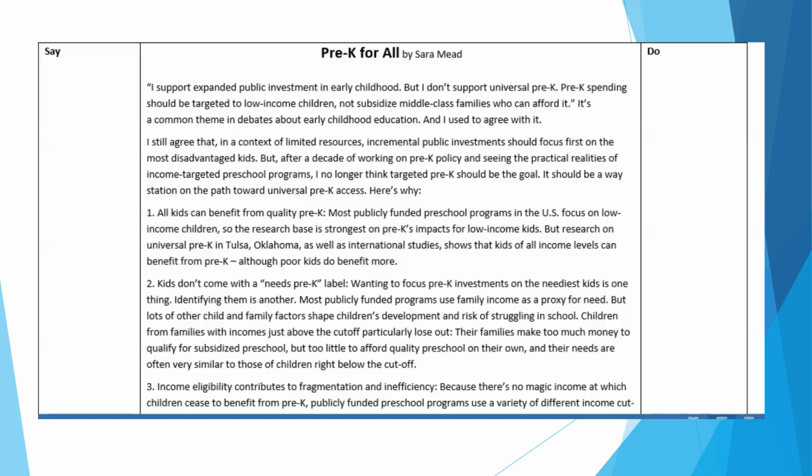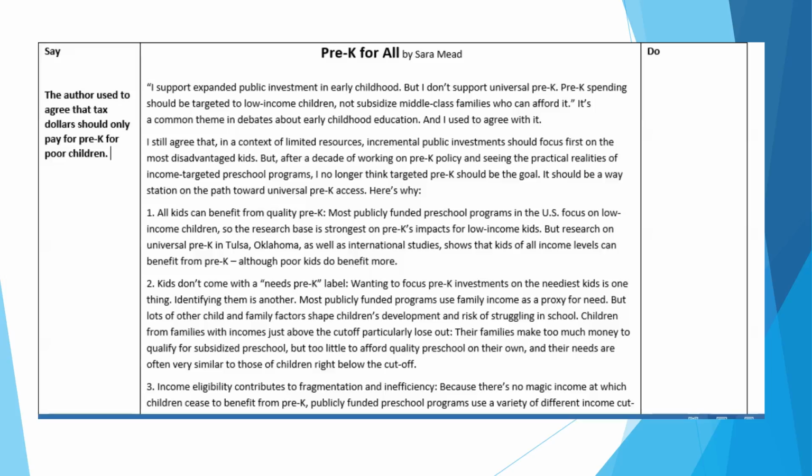The author used to agree that tax dollars should only pay for pre-K for poor children. Period, the end. Okay, so then you're going to go through each paragraph and do the same thing. Just summarize each paragraph on the left-hand side. So go ahead, you can stop the video, and when you're done summarizing, I will get back with you to talk about the right-hand column and what I want you to do with the do side this time.